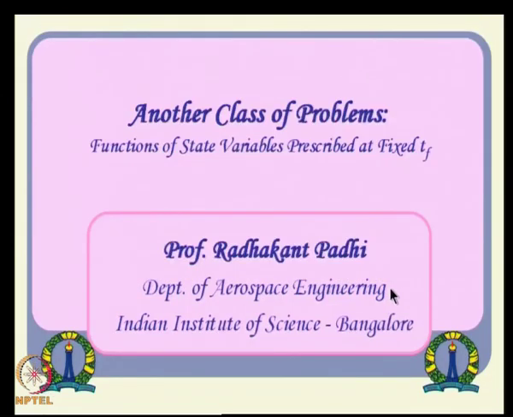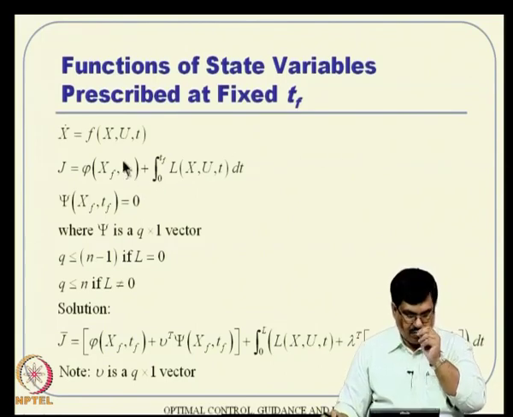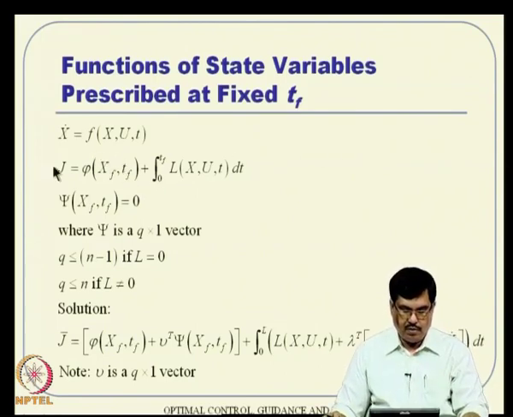Another class of problems before we wind up this particular class, you can think that a function of state variables is prescribed at Tf and all that kind of thing. So, you have a function something like this, x dot equal to like that, J has to be minimized, where this additional constraint is coming into the picture. This is an algebraic constraint, the function of states at Tf equal to 0 basically.